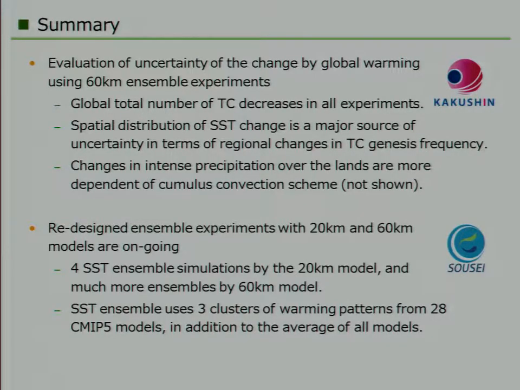Okay, so this is a summary. In the previous Kakushin program, the uncertainty of the change by global warming was evaluated using 6-pictometer ensemble experiments. I only show the tropical cyclone results: the global total number is decreasing in all experiments, but the spatial distribution of SSD change is a major source of uncertainty in terms of regional change in tropical cyclones.